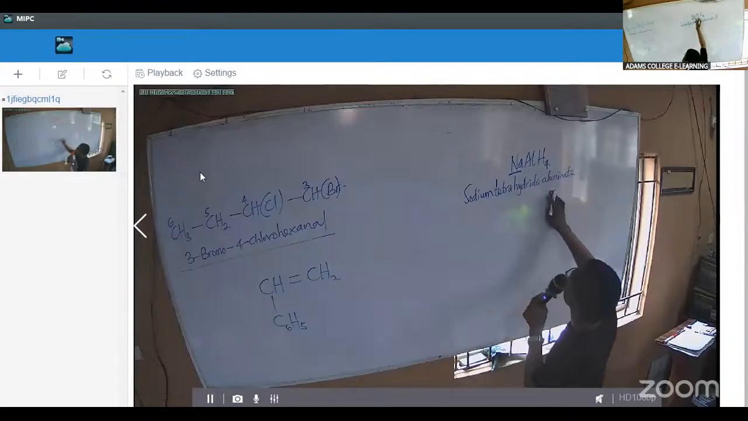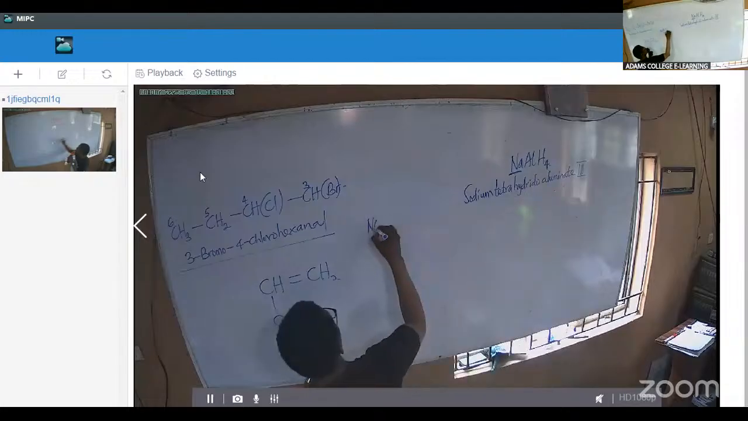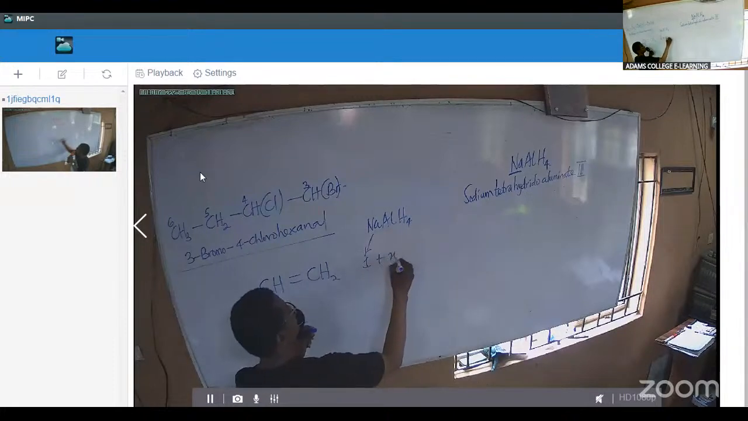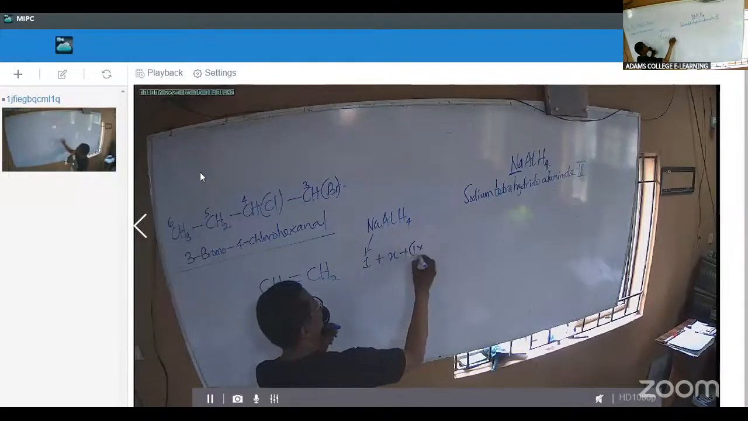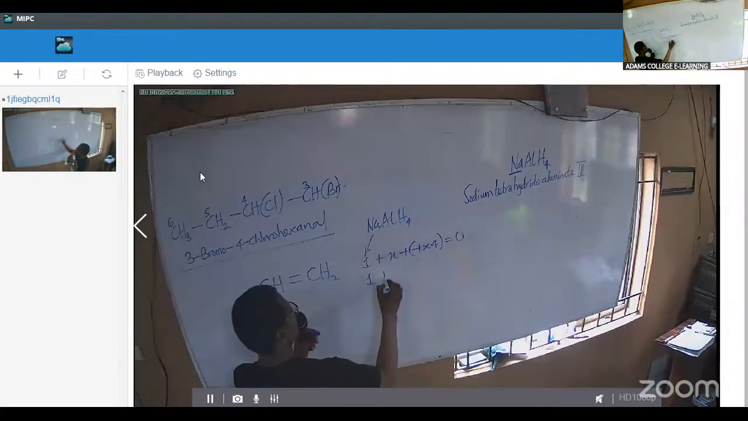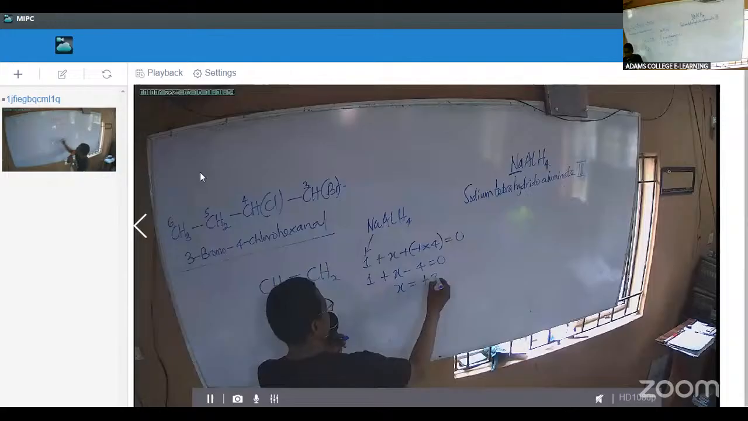So how did they get 3? You can calculate it. NaAlH4. Our sodium is 1. Aluminum, we don't know, x. Hydrogen, because it is serving as a hydride, is minus 1 times 4. And that's 0. So our 1 plus x minus 4 is 0, so x is plus 3. So we're going to have sodium tetrahydrido aluminate 3.